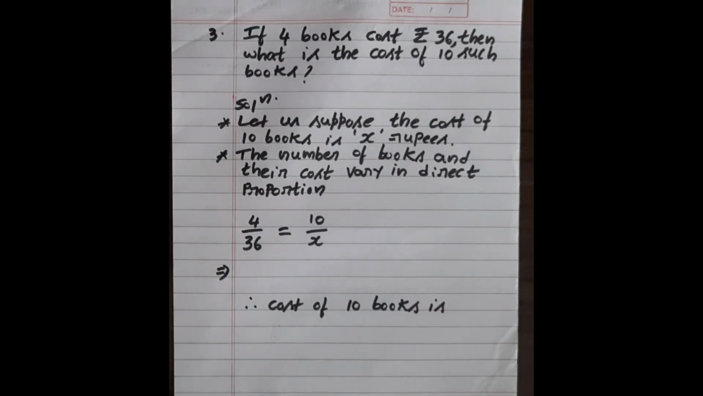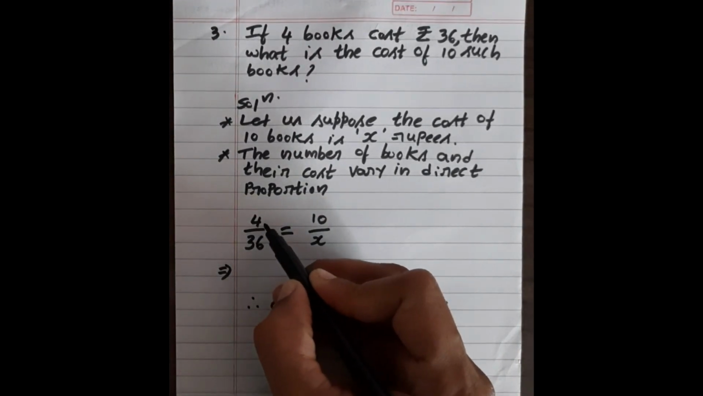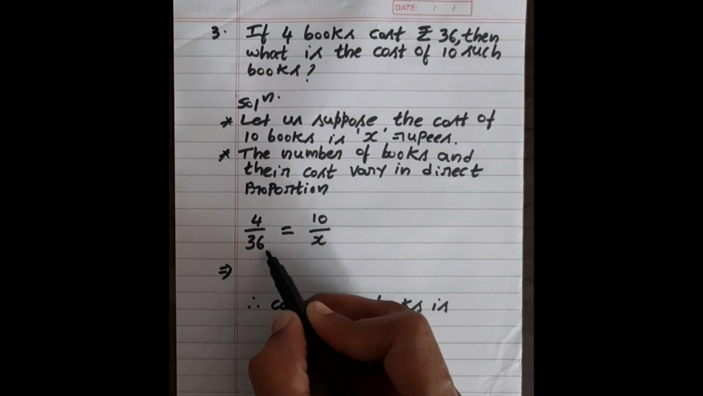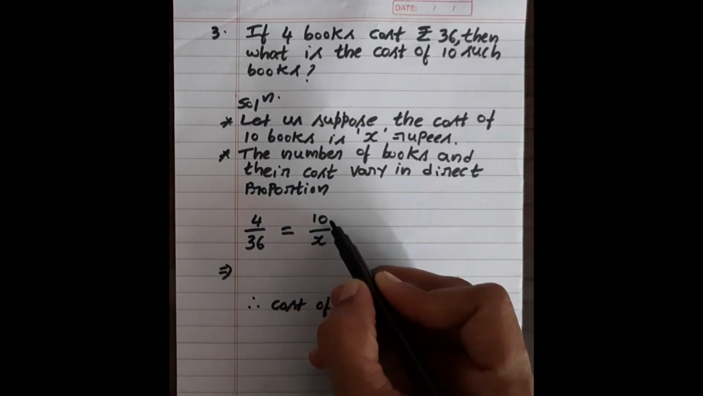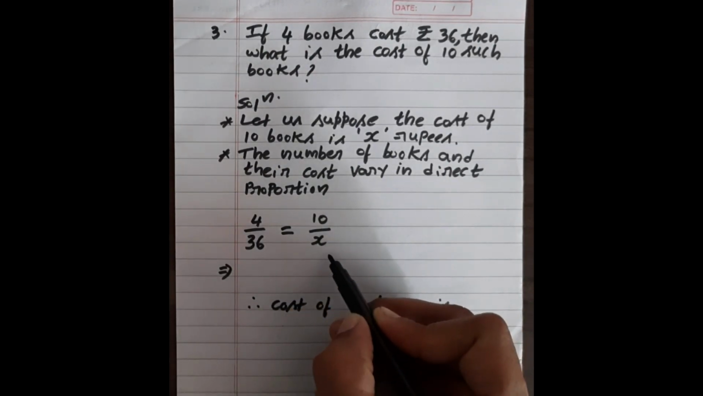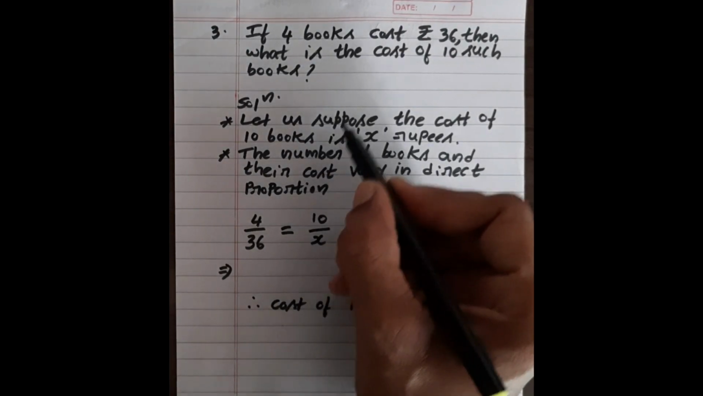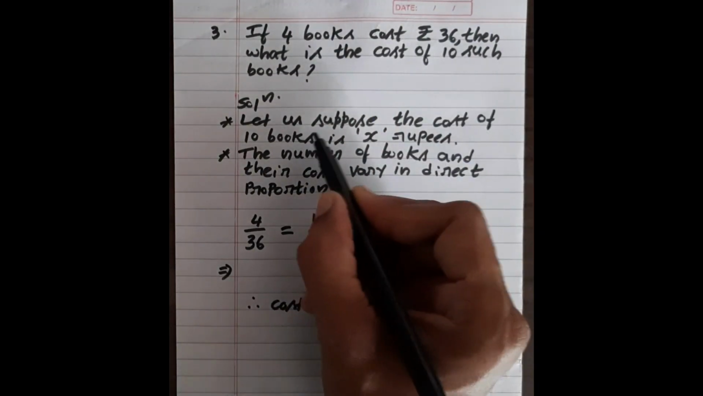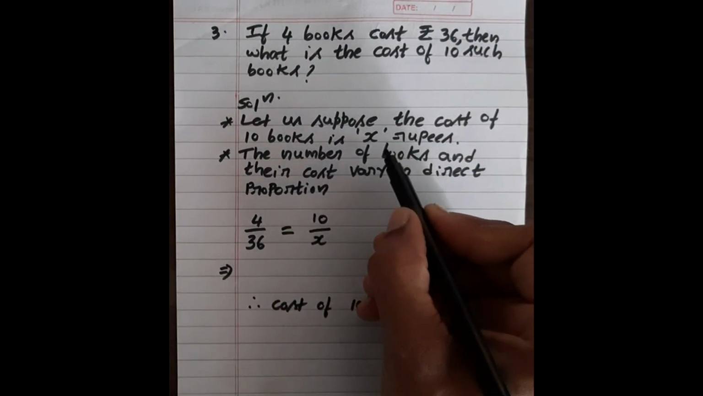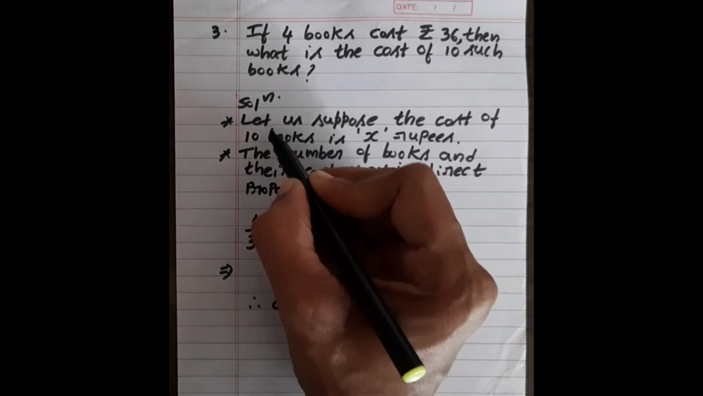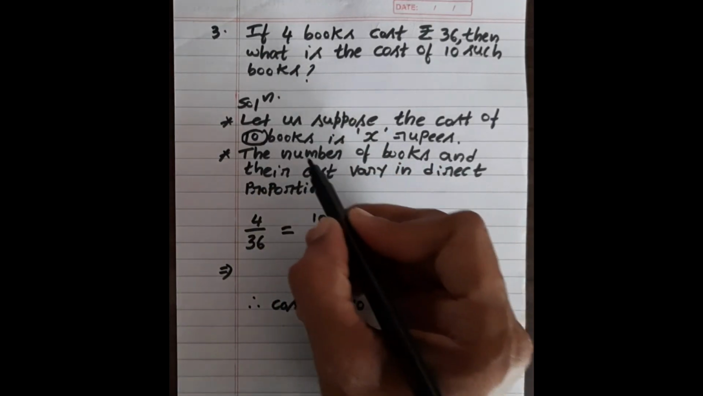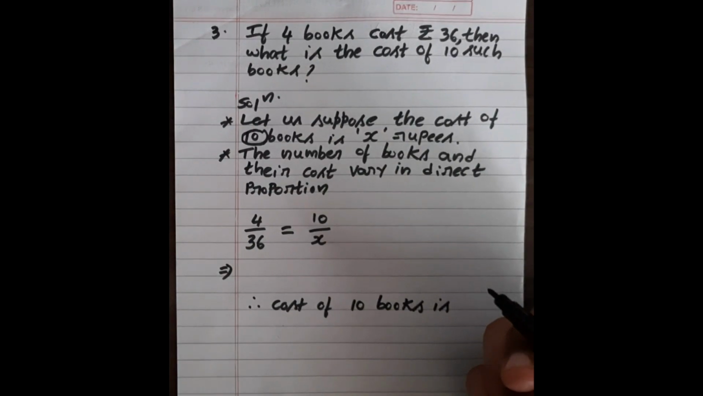Next question. If 4 books cost rupees 36, then what is the cost of 10 such books? Meaning of the question is 4 books cost 36 rupees. 10 books cost we have to find out, that we don't know. So we consider it as X. Okay. Statement we have to write, and we can take that from the question only. Let us suppose the cost of 10 books is X, because 10 books cost how much we don't know. That's why we consider it as X.